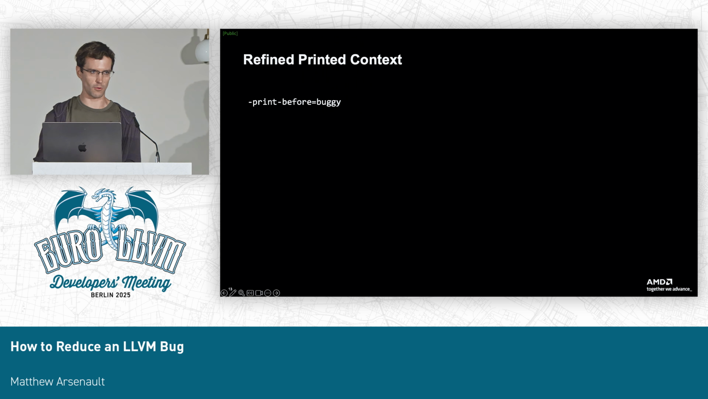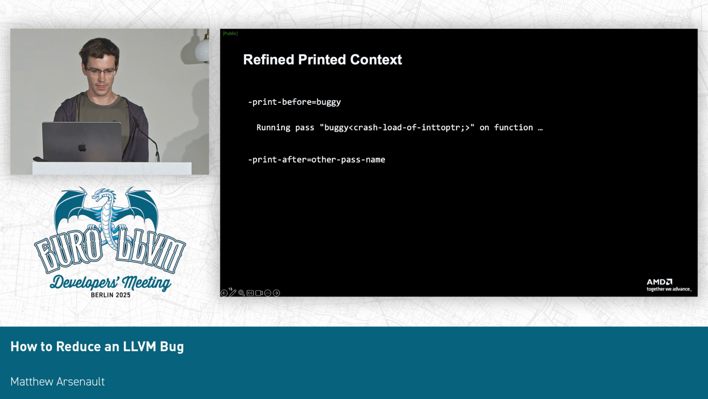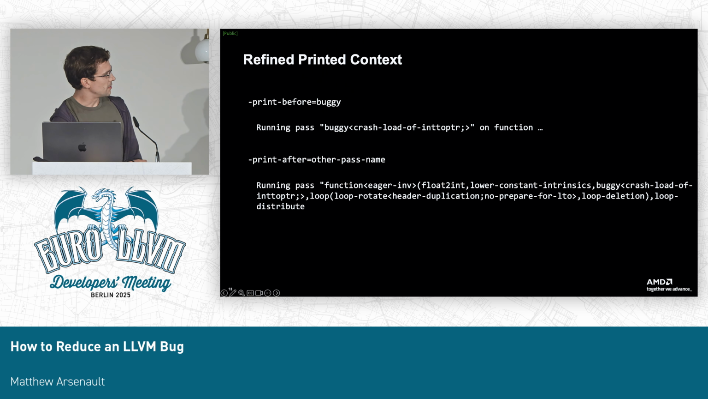So we have print before, which is just the same thing, except it filters to before a specific pass. And we can take the name out of our helpful crash log, and you don't need the pass parameters. You just take the buggy part. That should work. You can also print relative to the previous pass, so print after the last pass that ran. In our crash log we had this, so just as well you can take print after lower constant intrinsics, it's the same thing.